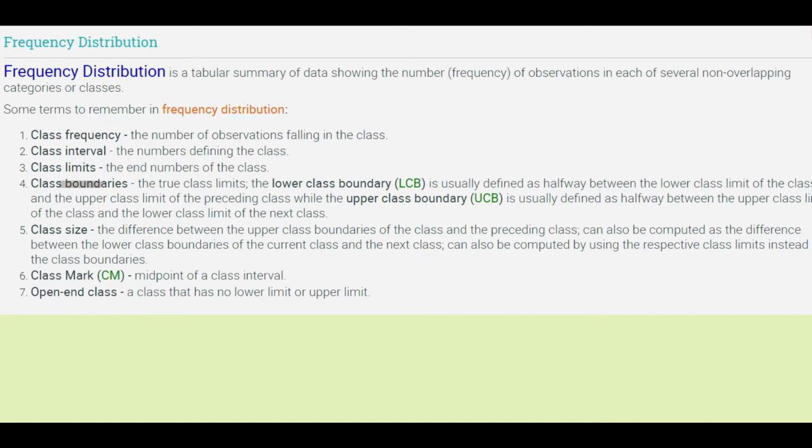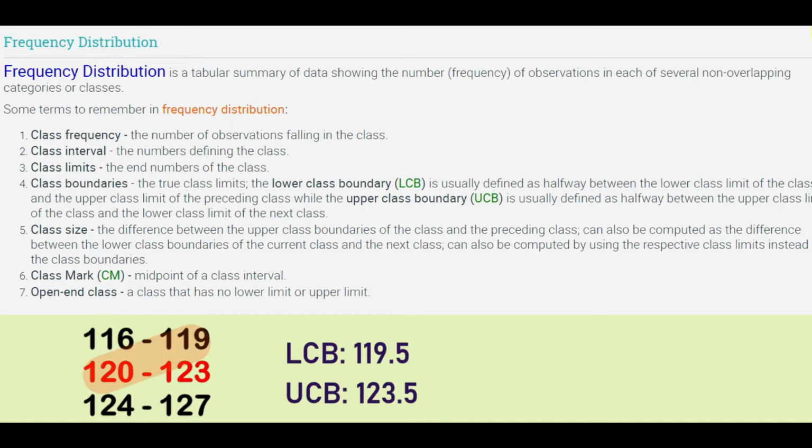Next is the class boundaries. These are true class limits. The lower class boundary or the LCB is usually defined as halfway between the lower class limit of the class and the upper class limit of the preceding class. While the upper class boundary or UCB is usually defined as halfway between the upper class limit of the class and the lower class limit of the next class. So if we have a class of 120 to 123, the LCB is 119.5 and the UCB is 123.5.